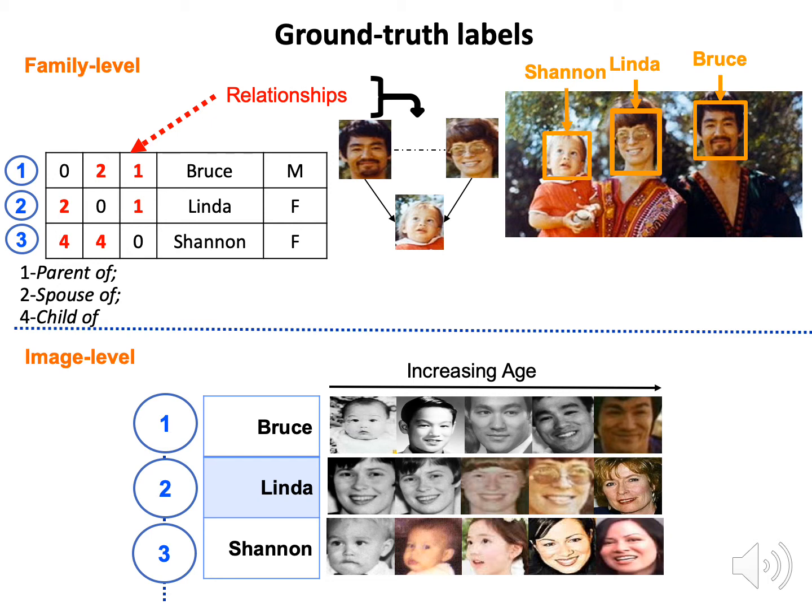The image level label, now we would have multiple instances of each member, again, at least 10 family photos. And then we would store for MID1 several instances of Bruce, MID2, several instances of Linda, and Shannon for MID3, and as you can see, with various ages throughout each of the photos.